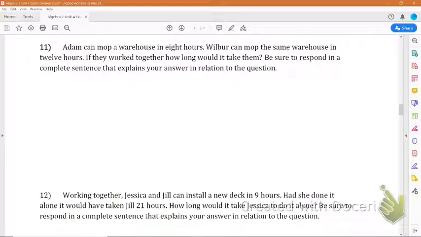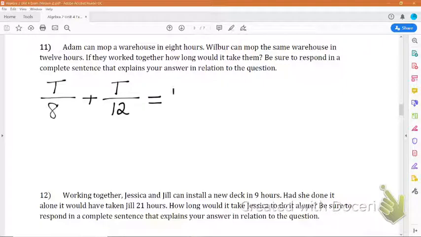So for this, remember, we want our together time. Do we know the together time? No, so I'm going to put a T for together. Together time over individual. Well, Adam can do it in 8 hours, so I'm going to put Adam first. So T over 8, plus, let's talk about Wilbur. We don't know how long it takes Wilbur and Adam to do it together, so we're going to put T again. This time, Wilbur can do it in 12 hours. And we want them to equal one whole job. We want them to do it together to get one whole job done.